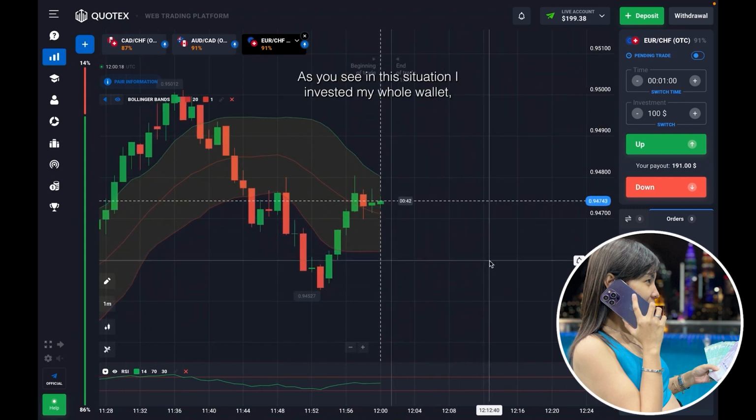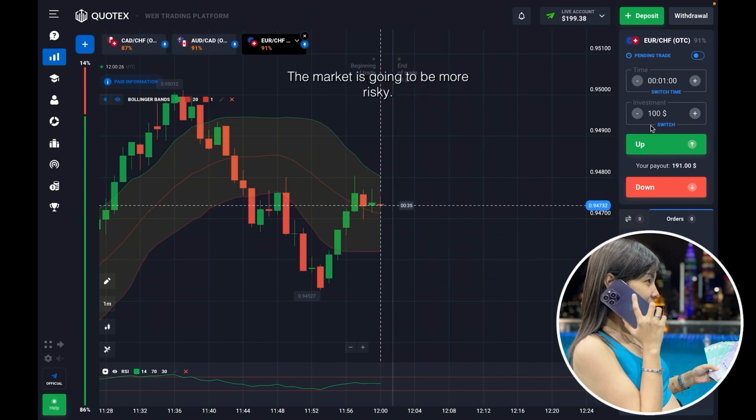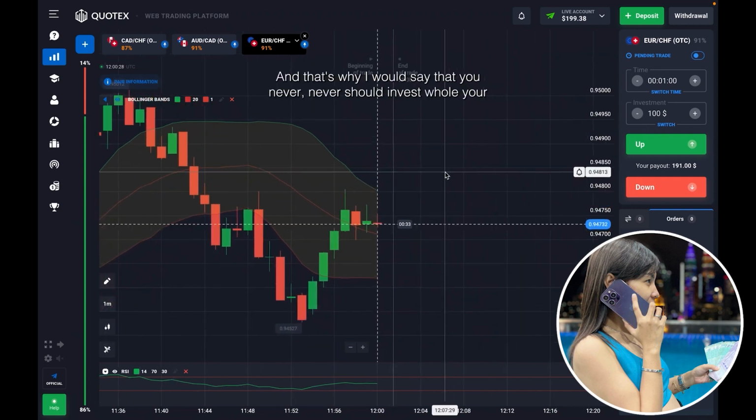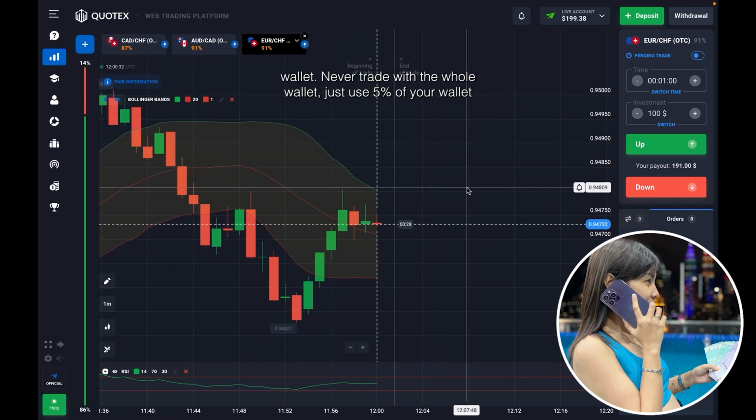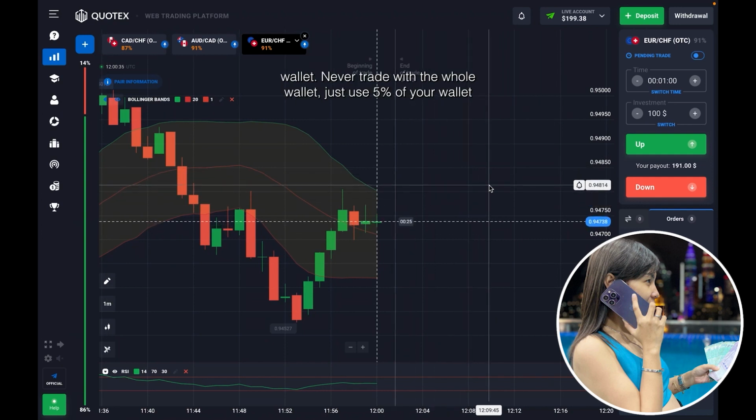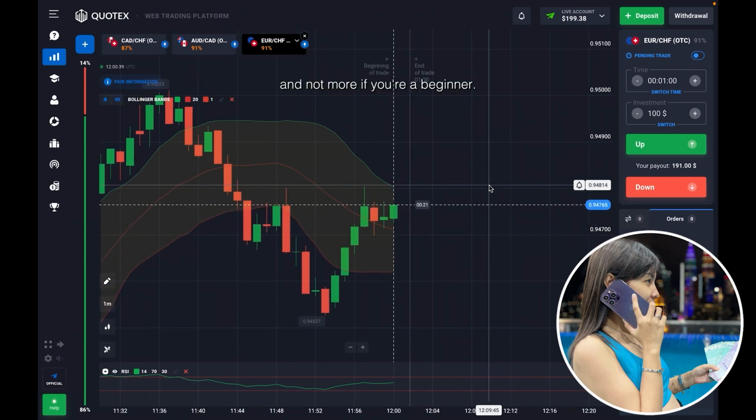As you see, in this situation, I invested my whole wallet, $100, and you see this flat line is going to be here. The market is going to be more risky, and that's why I would say that you should never invest your whole wallet, guys. Never trade with the whole wallet. Just use 5% of your wallet, and not more if you're a beginner.